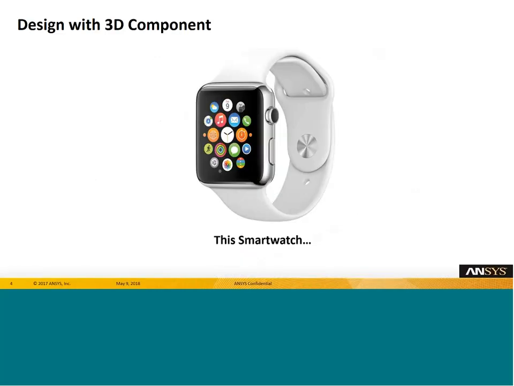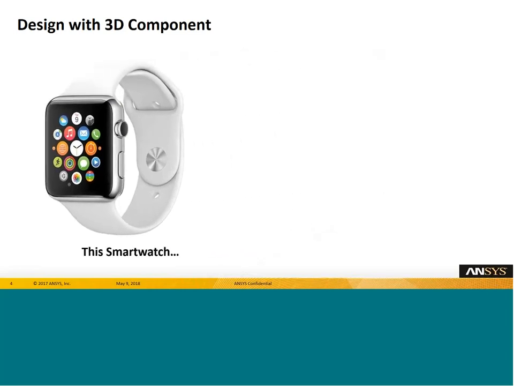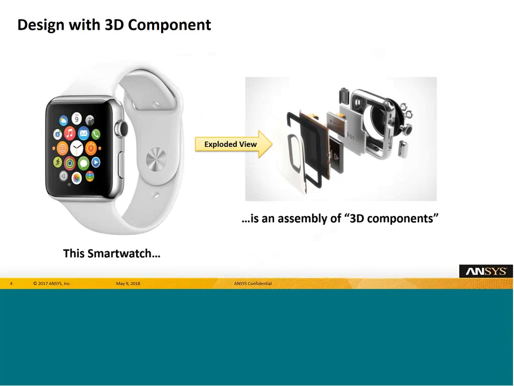So 3D components, if you think about how we design, for example, with something like this smartwatch, a smartwatch is assembled through essentially three-dimensional components. If you take an exploded view of the smartwatch, you'll see that it's made up, of course, of a wristband, but if you explode the watch itself, you have mechanical parts like the bezel, you have circuit boards, you have flex cables, you have shields, you have an arrangement of 3D parts or components that are brought together to make a single device.